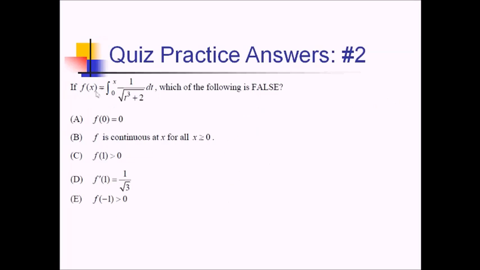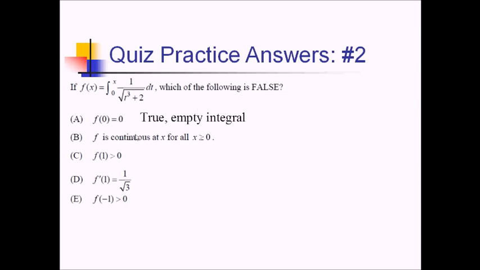On this problem, we're given this integral function from 0 to x of 1 over the square root of t cubed plus 2. Based on that, we want to know which of the following is false. So first one, f of 0 equals 0. Well, if you plug 0 in for the upper limit, you have an empty integral, so that always has a value of 0. So choice A is actually true. So we wanted the false one. Choice A is not what we're looking for here.